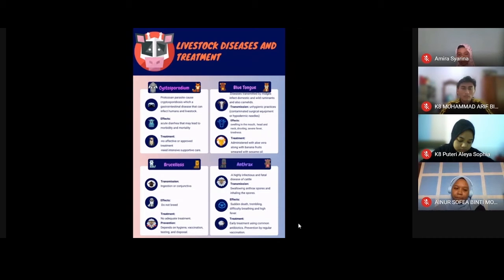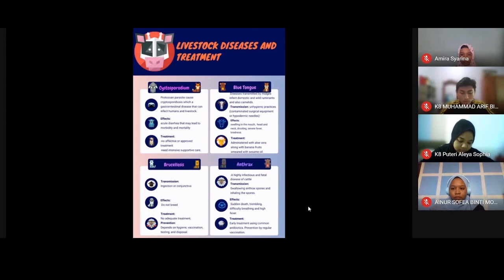Right, and the effect of this disease is it will cause a gastrointestinal infection, which will infect the tract from the mouth to the anus of the livestock, and it will lead to acute diarrhea that may lead to morbidity and mortality. The reason behind this is because the livestock will lose a large amount of water and nutrients from their body due to the severe diarrhea that they have.